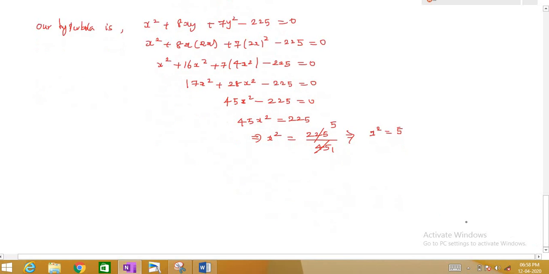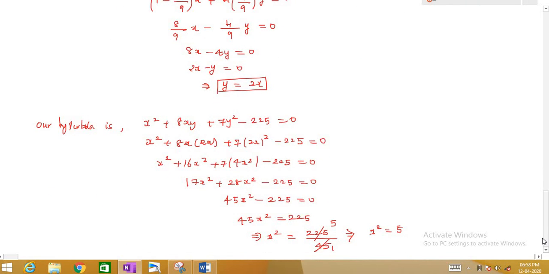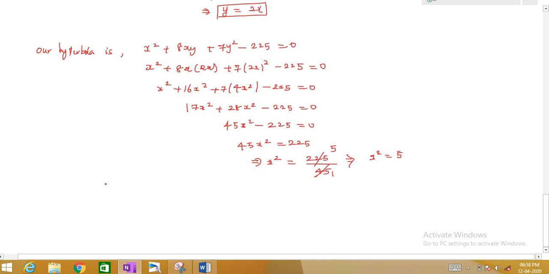Now what will be our y according to this? y is equal to 2x, right? So for x² equal to 5, y is 2x. So what will be our y²? It is 4x², right? So 4 into x², which is 4 into 5, so that is 20. Therefore y² is equal to 20, and x² is equal to 5.